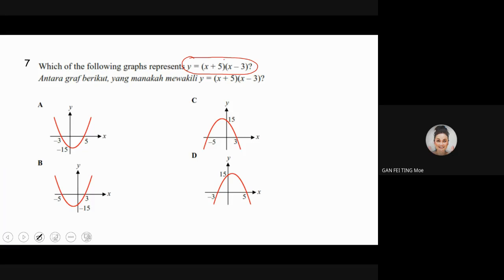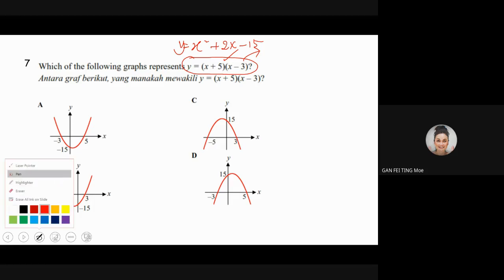So this is factorization. We need to convert that into general form. So when I expand, what do I get? I get y equals x squared plus 2x minus 15. When I get this, you should see this x squared. So for x squared, your a is positive. When a is positive, what shape of graph should you get? An N shape or U shape?